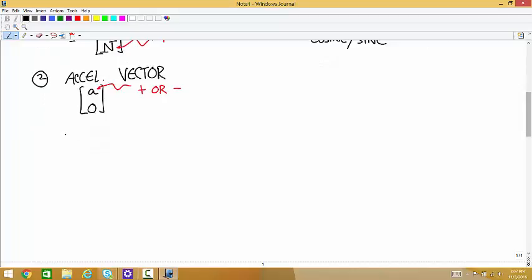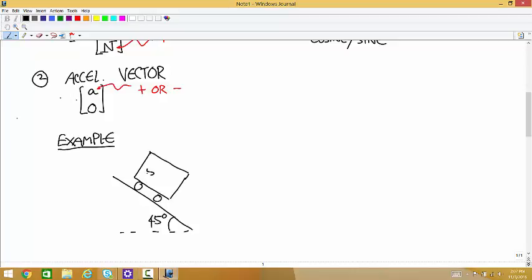So let me do an example. Let's say that we have a 45-degree incline, and a 50-kilogram cart. And there's a force parallel to the surface pushing the cart up the incline of 100 newtons. And we want to figure out the acceleration vector.